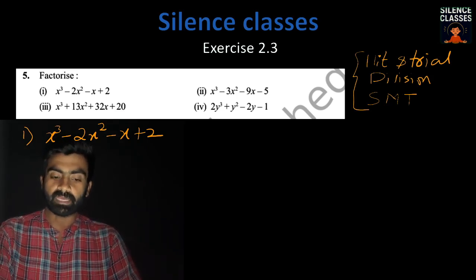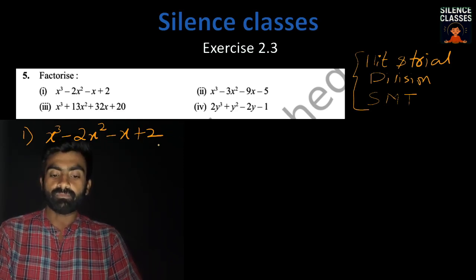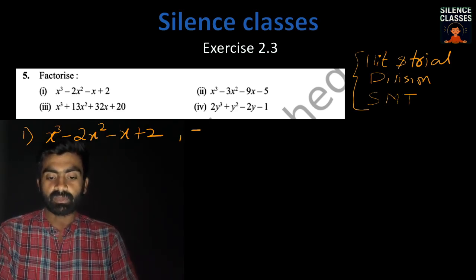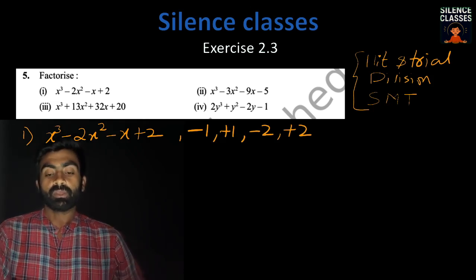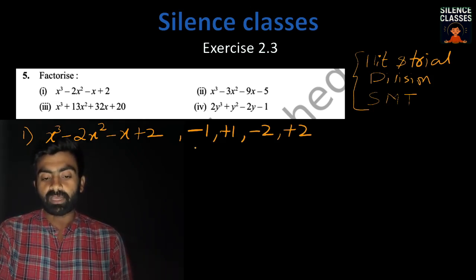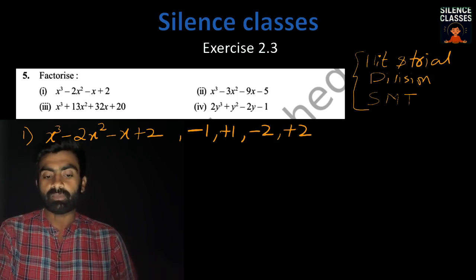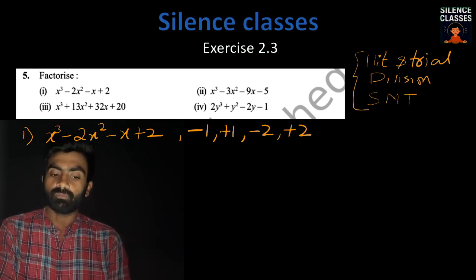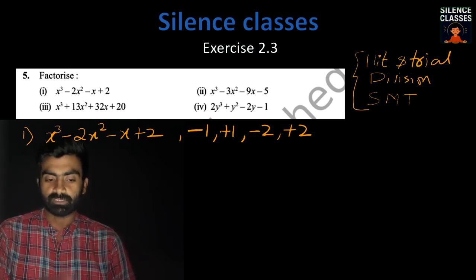First of all, we have to find the factors of the last term, by which it is divisible. So we can say the factors of 2 are minus 1, plus 1, minus 2 and plus 2. By putting the value of minus 1 in place of x, and by putting the value of plus 1, we will check by which value the equation becomes 0. The value for which the equation becomes 0 is a factor of this particular equation. So let's check it out.